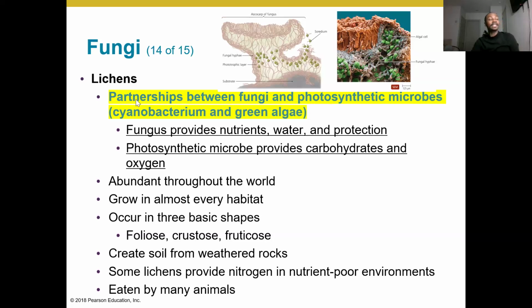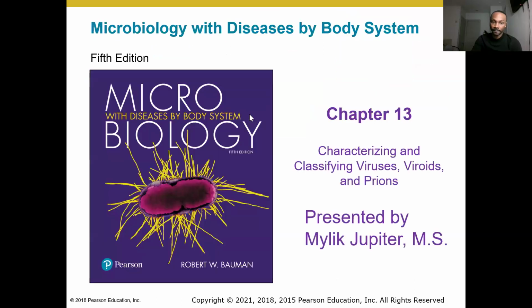Lichens are basically a partnership between fungi and photosynthetic microbes. So you have fungi and cyanobacterium, or fungi and green algae, basically partner together to form these lichens. Again, it's a partnership between fungi and photosynthetic microbes, such as cyanobacterium or green algae.